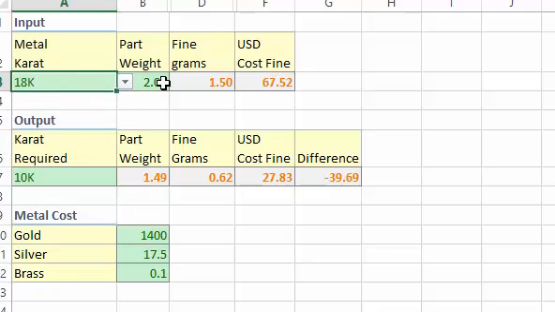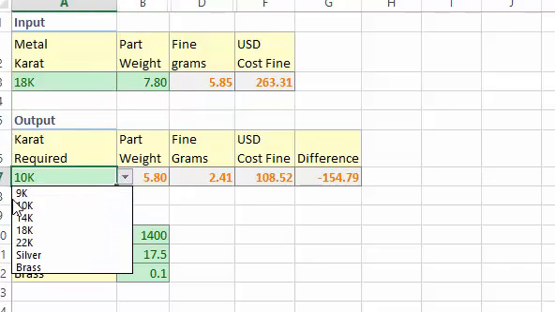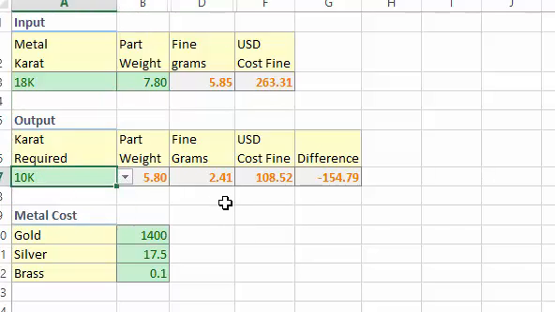You can say we have an 18 carat piece in our hand which weighs 7.8 grams. There's the cost of your fine, and we wanted to take it down to a 10 carat piece. Alright, which means your net price would go down by so much, your weight would go down by so much, and the amount of fine ounces that you're using is this. Alright, you can take it down to silver, and again the same thing.